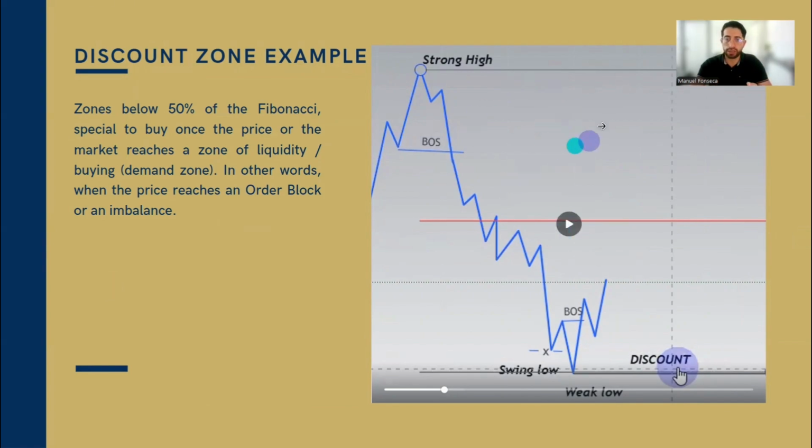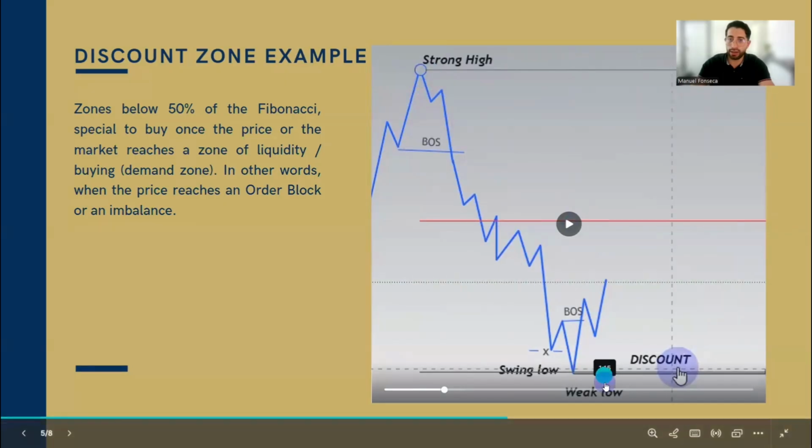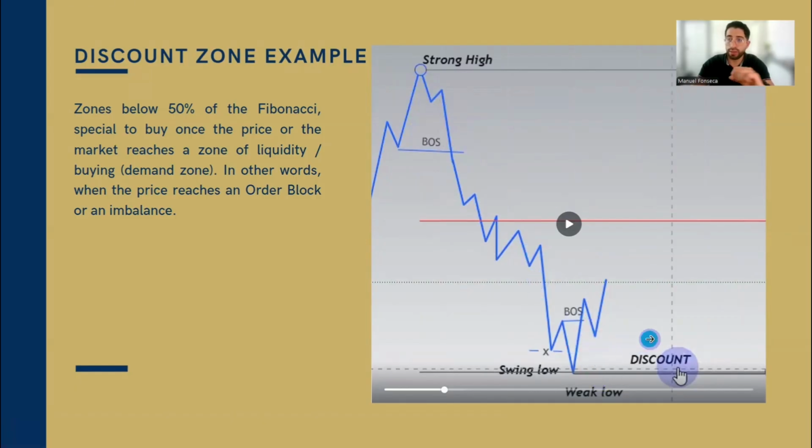Now look at the difference. The upper part, over the 50%, is called premium, and below the 50% is called discount. What is the meaning of that? When we want to buy, we need to buy in the discount zone, because it's in those areas where the price has high probabilities of going up. So we still are in a downtrend, okay? Because this is a downtrend range, correct? However, in this discount zone, there are some order blocks and imbalances that we take into account in order to make profit from the market, okay?